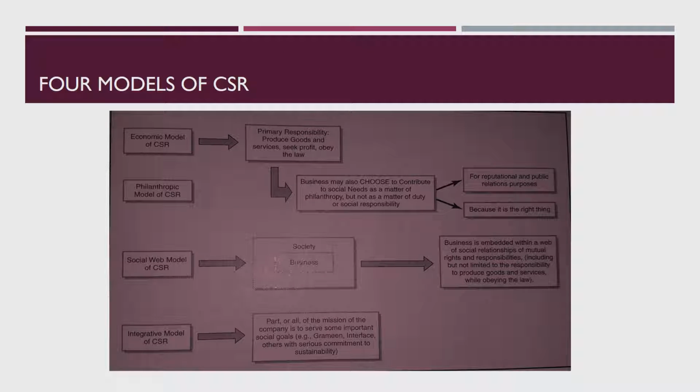The four models of CSR. Economic model of CSR: the primary responsibility is to produce goods and services, seek profit, and obey the law. The philanthropic model of CSR has the same step as the economic, but also adds that businesses may choose to contribute to social needs as a matter of philanthropy for reputational and public relations purposes, but not as a matter of duty or social responsibility because it is the right thing to do.